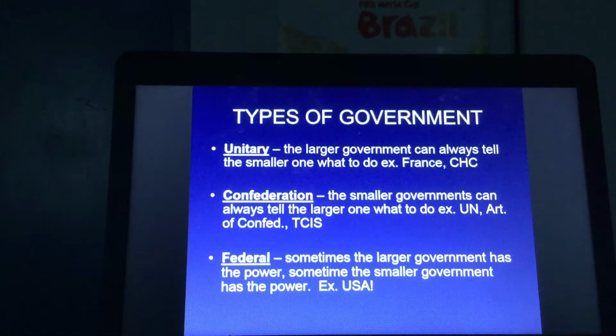First of all, three types of government in the world. Most governments are unitary, meaning the national government can always tell the states or cities or regions or provinces what to do. The opposite of that is a confederation, which is something like the UN or the European Union, where countries get together and they form something bigger. And the ultimate power, though, is still with the smaller countries. What we do is federal, which means sometimes the national government makes the final call, sometimes the smaller government makes the final call.